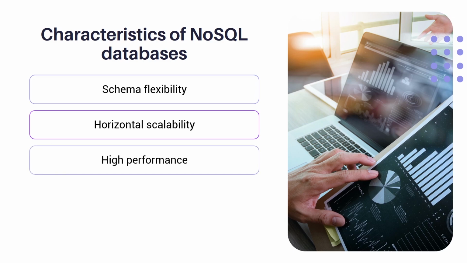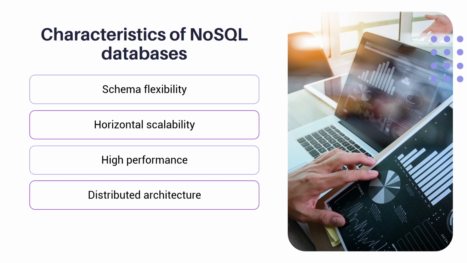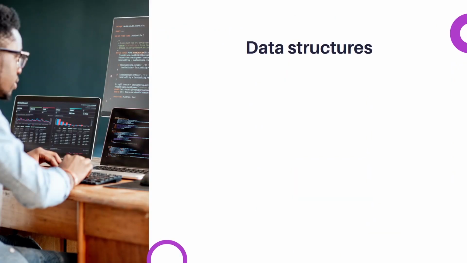These types of databases also include high performance. NoSQL databases are optimized for handling vast amounts of data and high-speed data retrieval. They typically prioritize read and write performance over strict data consistency, making them well-suited for applications that require real-time data processing and high throughput. Lastly, the architecture tends to be more distributed. NoSQL databases are often designed as distributed systems where data is distributed across multiple nodes or servers. This distribution allows for fault tolerance and high availability, as the failure of one node does not result in complete failure of the system.